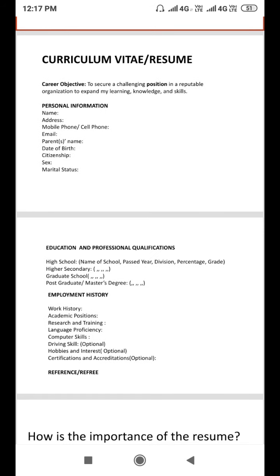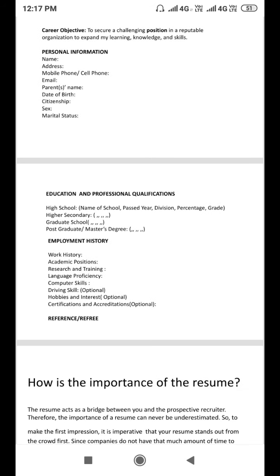So what are the mandatory compulsory information that are to be given? First, you can write personal information. You can write your full name, address, mobile phone or cellular phone number, email address, and you can also write your parents' names, father's name, mother's name, and your date of birth, your citizenship, your gender, and then your marital status. It is not very important, but still you can include that.